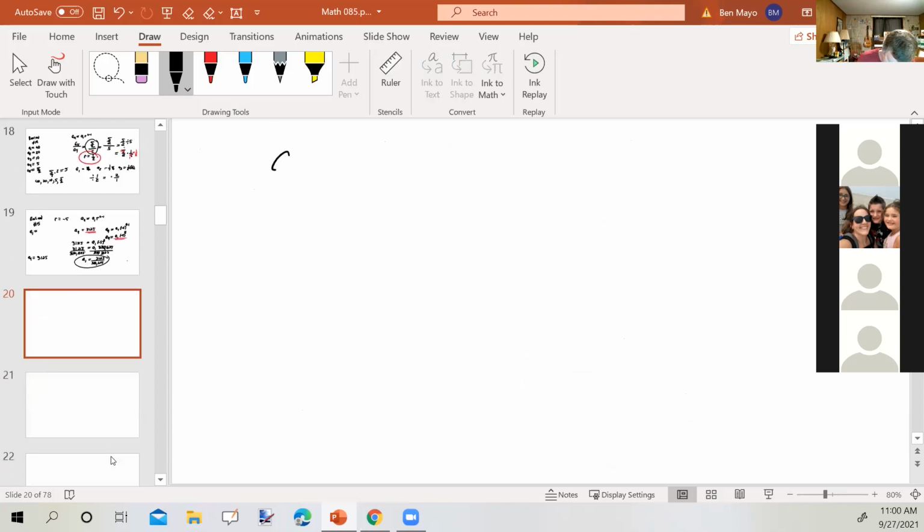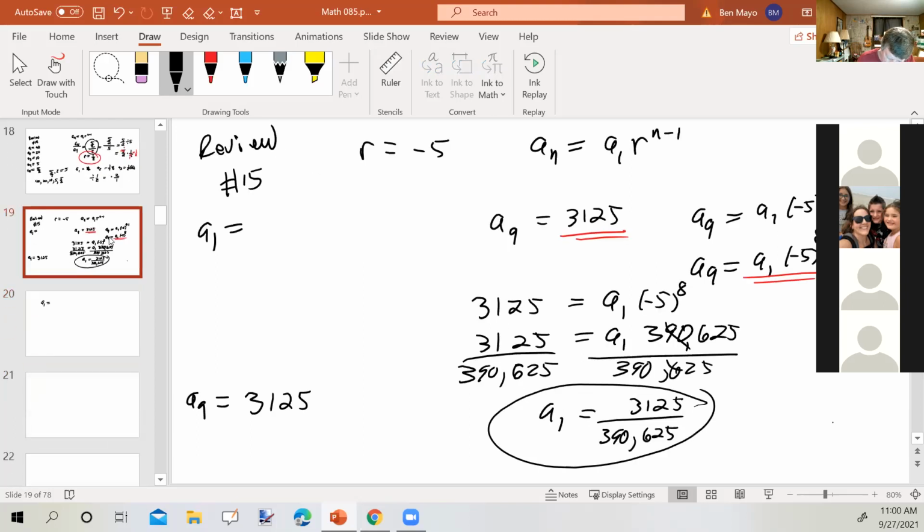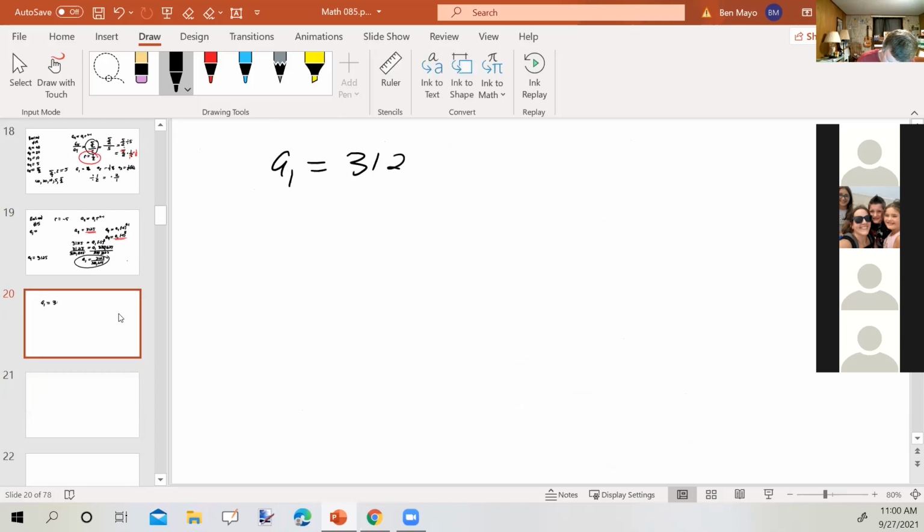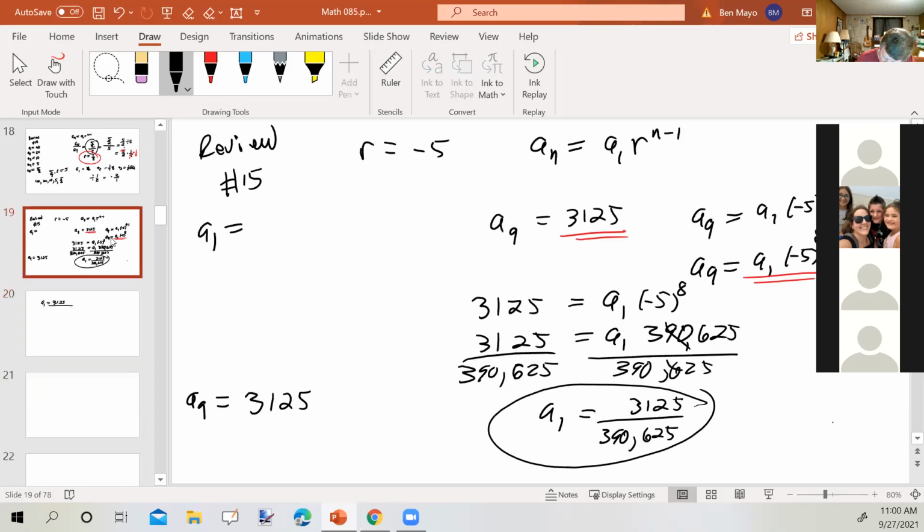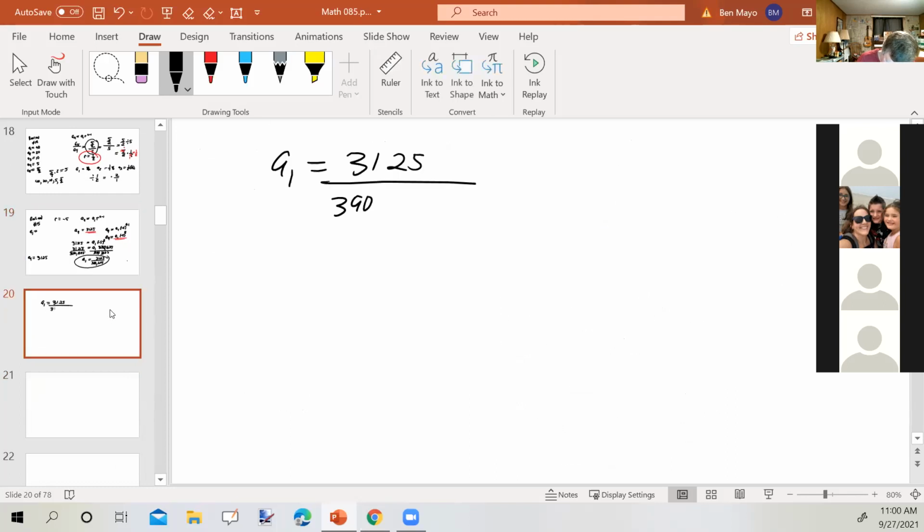Okay, so a sub 1 is 3125 divided by 390,625. I want to reduce that. Well, the first thing I would do is just take a stab in the dark and see if 3125 goes into 390,625. Let's see if it does.